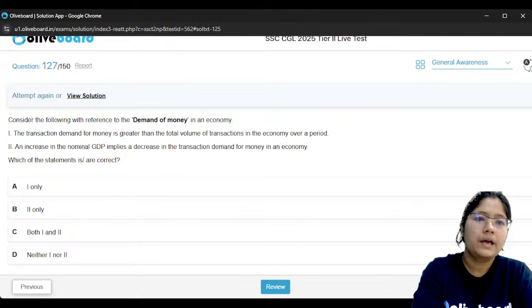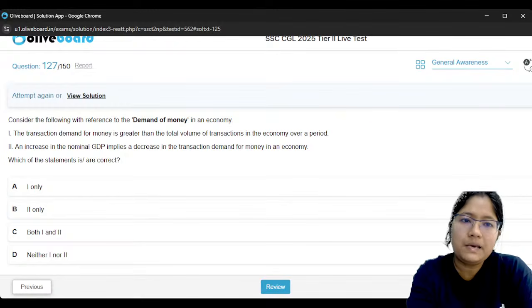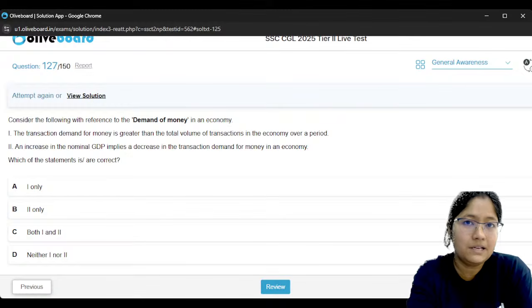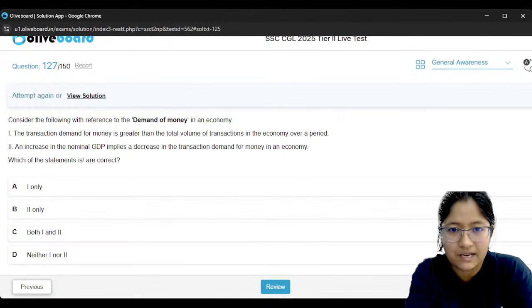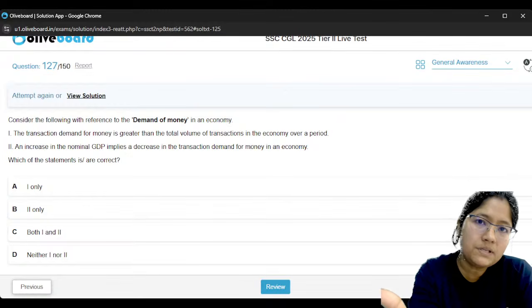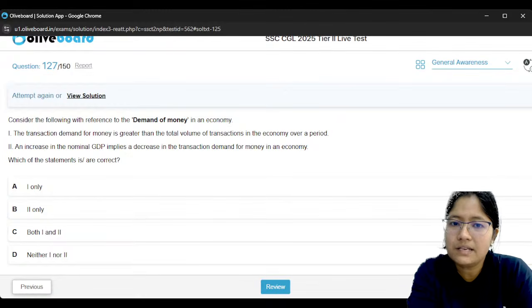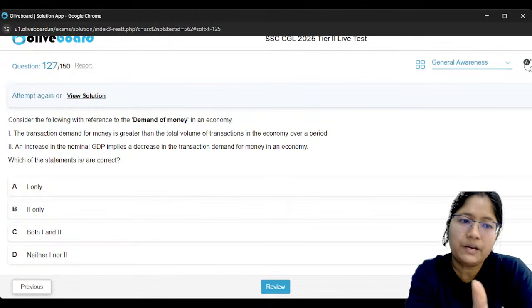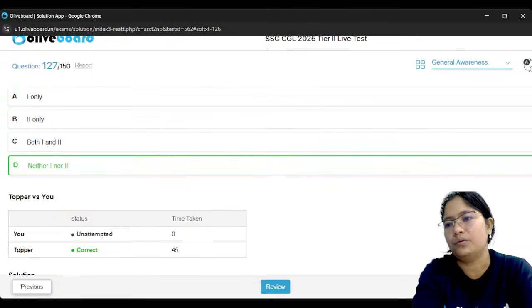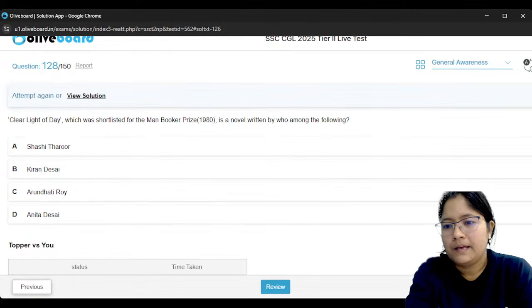Let us look at 2. An increase in nominal GDP implies a decrease in the transaction demand for money in an economy. Increase in GDP means more transactions are happening, more transaction demand is there. So increase in GDP means there is an increase in the transaction demand for money in an economy, right? So 2 is also wrong and 1 is also wrong. Neither 1 nor 2. View solution, neither 1 nor 2 is correct. Next question.